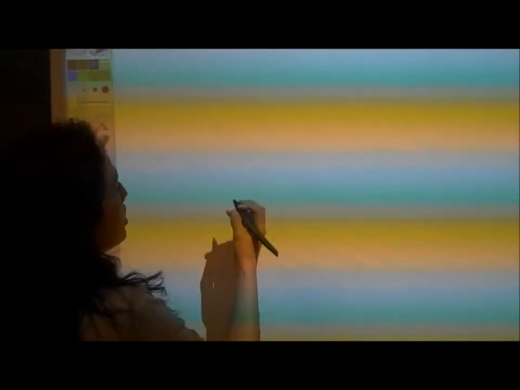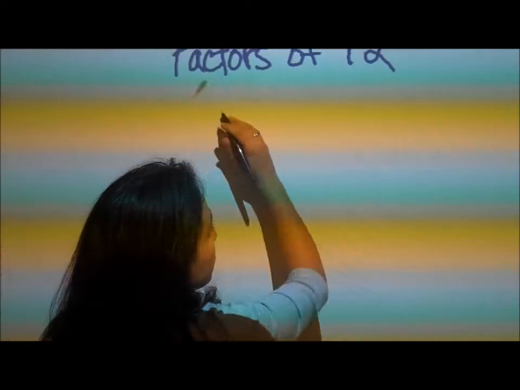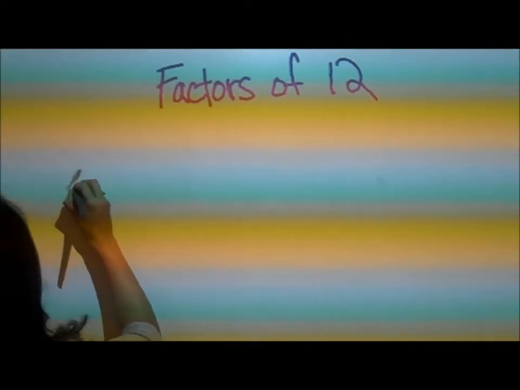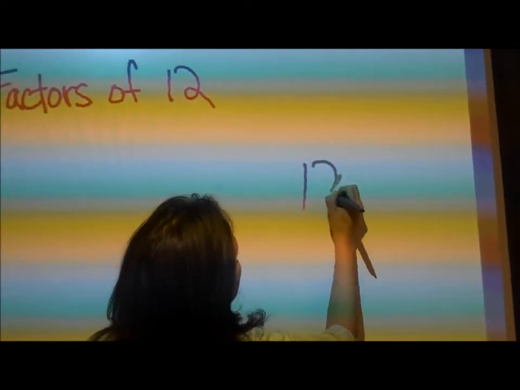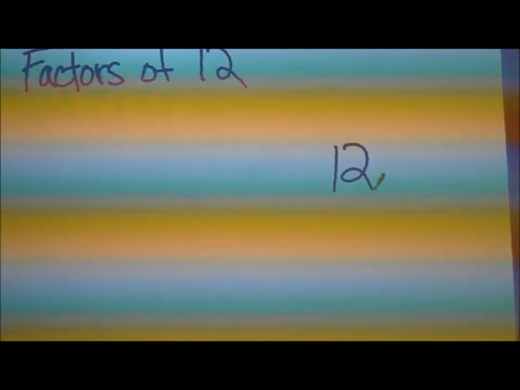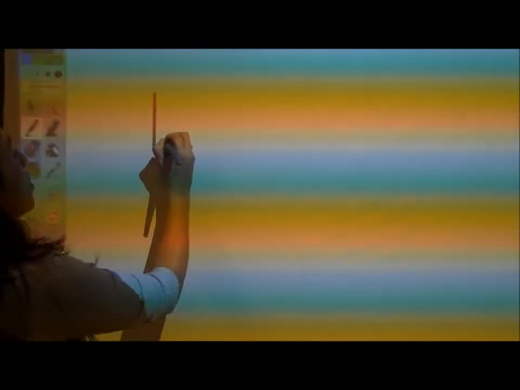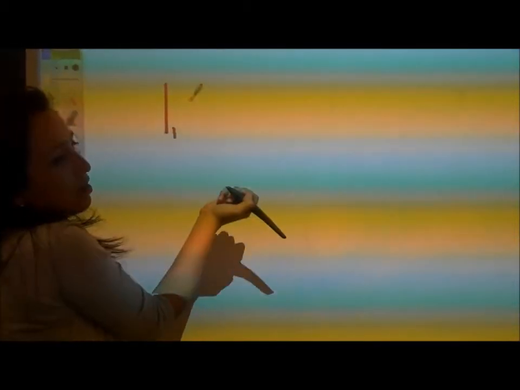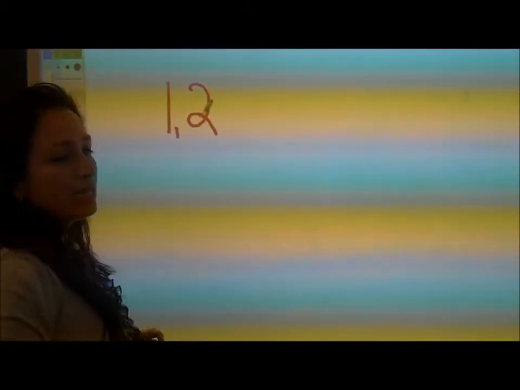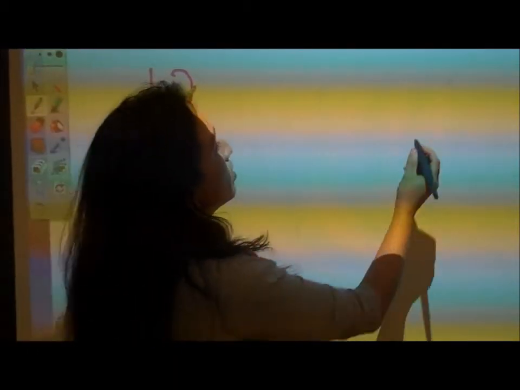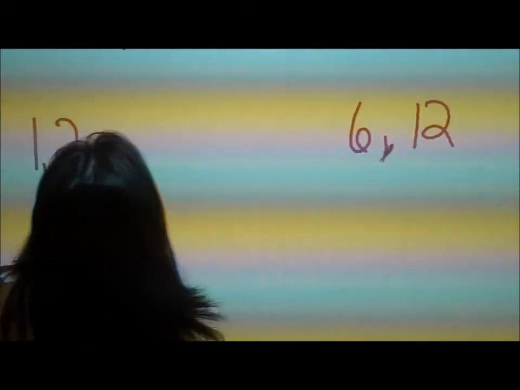Okay, what would be the easiest way to start? We know that we're going to have to find the factors of 12. So 1 times 12, you told me, right? 1 times 12 equals 12. Okay. What would be the next number after 1? 2. So does 2 times anything equal 12? 6. So we're going to write it over here.